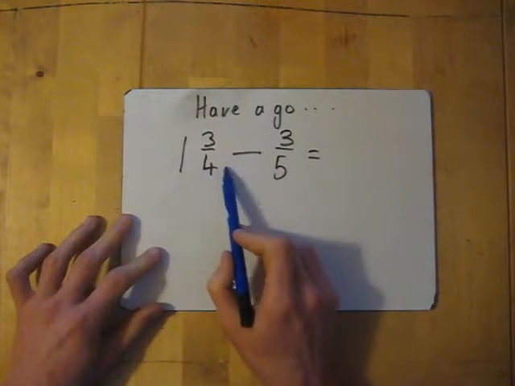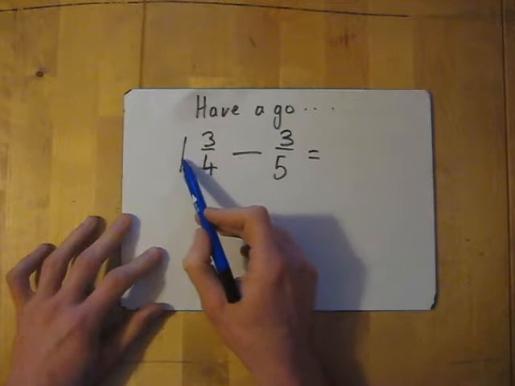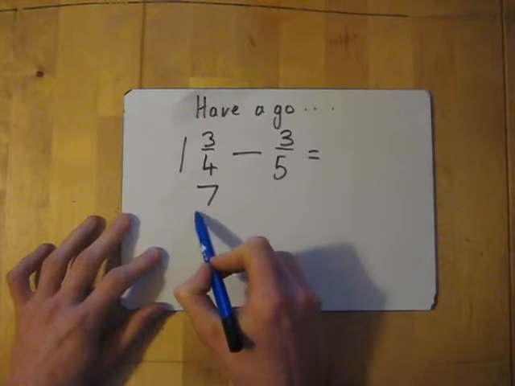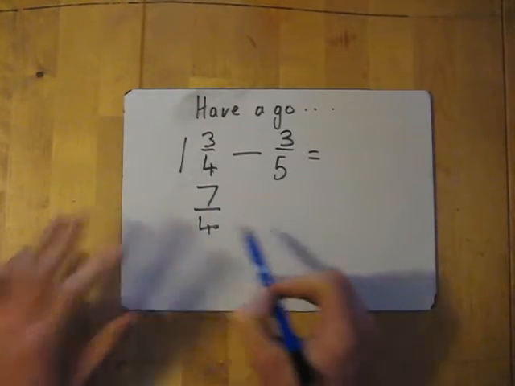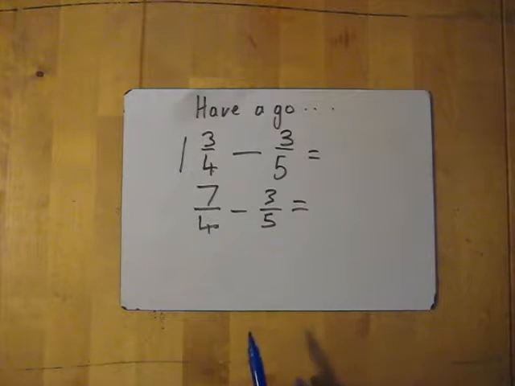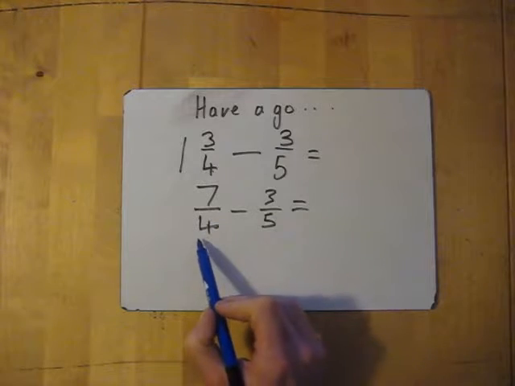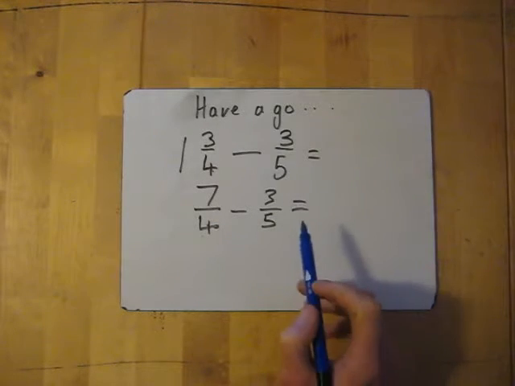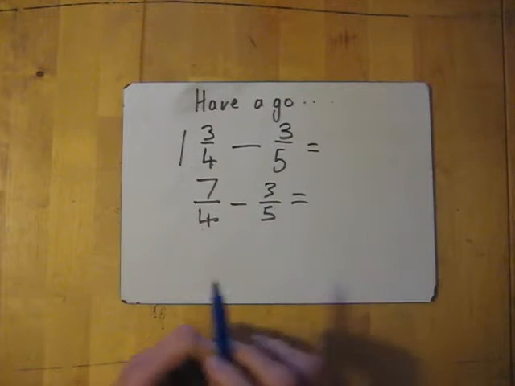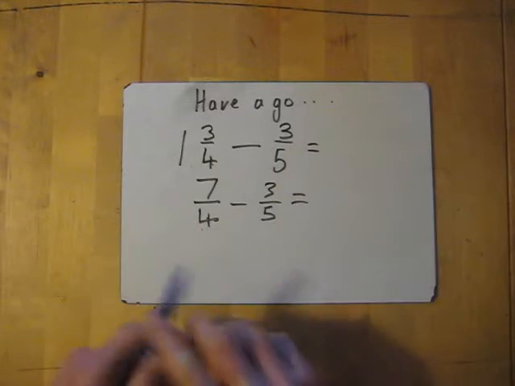First things first, convert this into an improper fraction. Ask our ma for help. It's a mixed number, ask ma for help. 1 times 4 is 4. Add 3 is 7 over 4. Bottom number always stays the same. Take away 3/5 equals 7 over 4. So common denominator between 4 and 5. And concentrate on the 5 times tables, it's the biggest number. So 5, 10 doesn't work, 15 doesn't work, 20 works.